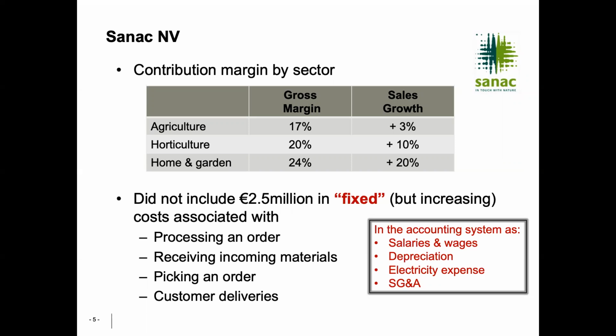They did not include 2.5 million euros in fixed but increasing costs that are associated with processing an order, receiving incoming materials, picking an order or customer deliveries while calculating these gross margins and sales growth. Now, in the accounting system, many of these so-called fixed costs are embedded within salaries and wages, depreciation, electricity expenses, and sales, general, and administrative expenses.